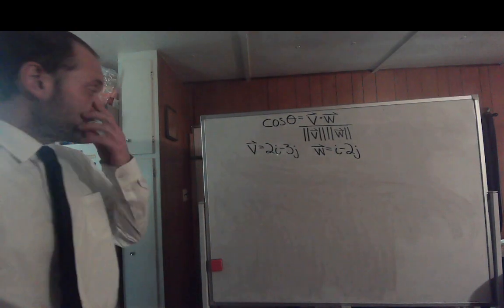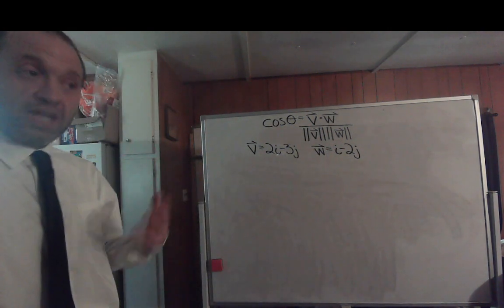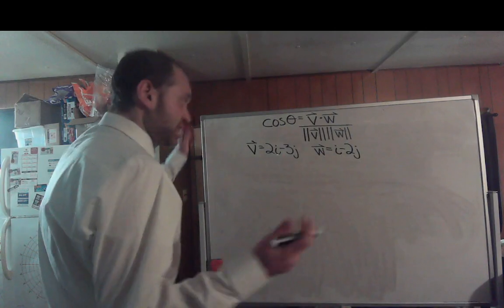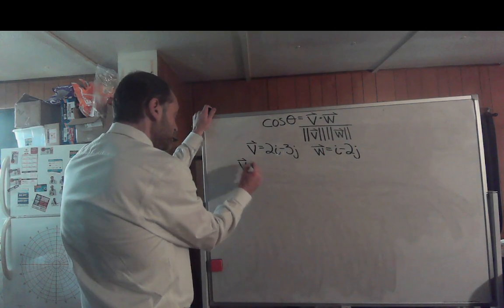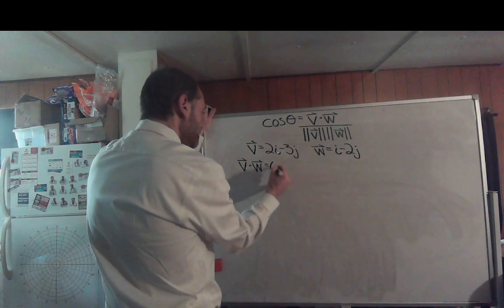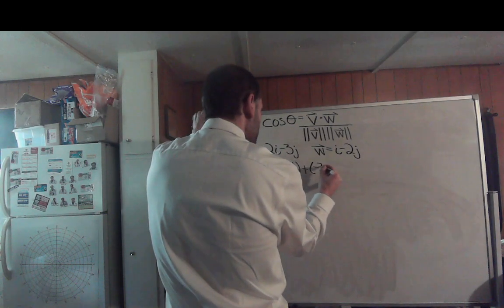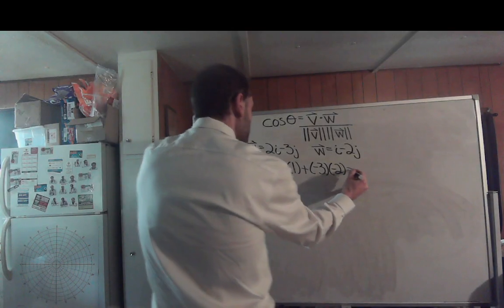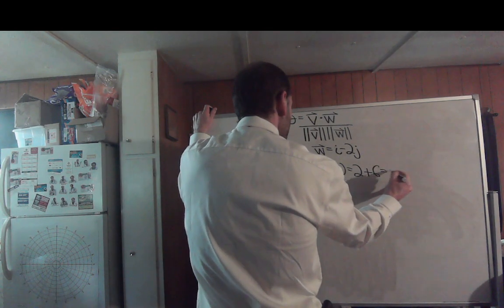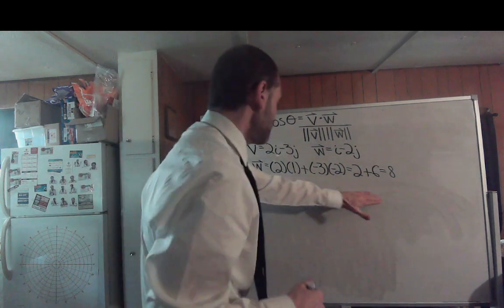Alright, so we have vector v is 2i minus 3j, vector w is i minus 2j. Again, we want to find the angle between these two vectors. So let's go for the dot product of v and w first. So that would be 2 times 1 plus -3 times -2, which is going to end up giving you 2 plus 6, which would equal 8. So the dot product of v and w is 8.